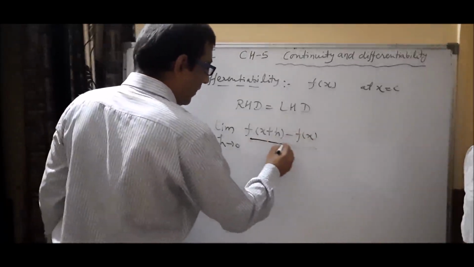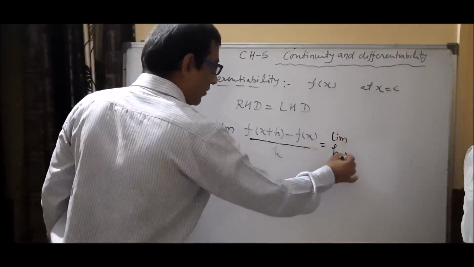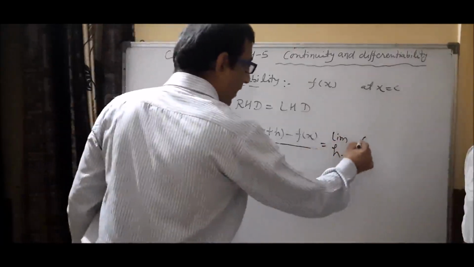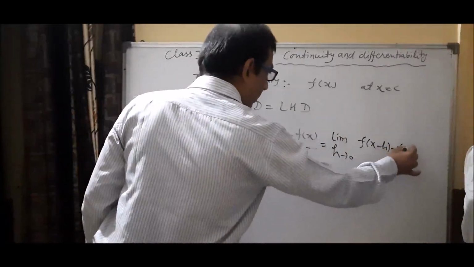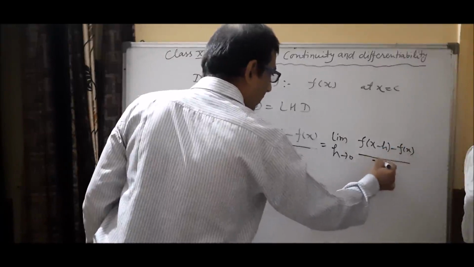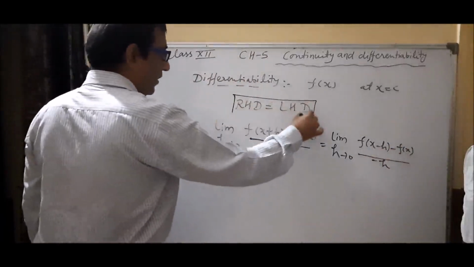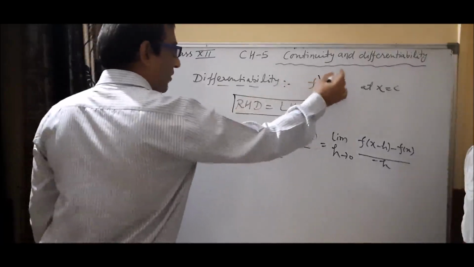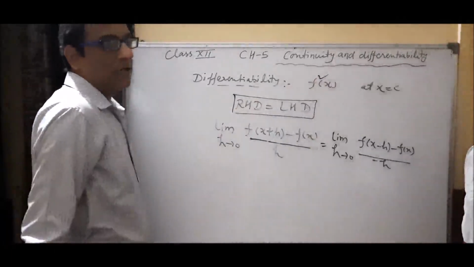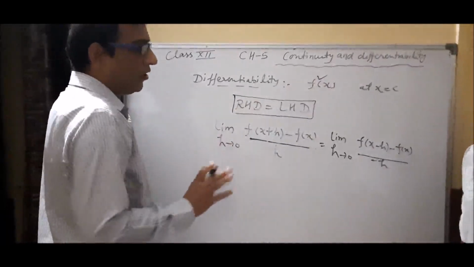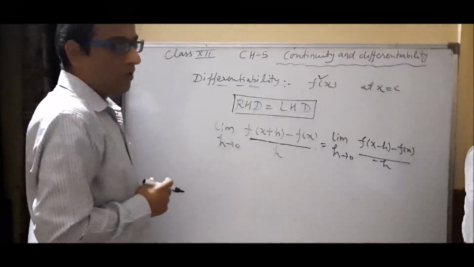and LHD means limit h approaches 0 of [f(x-h) - f(x)] upon -h. It means if these two are equal, then the function at x equals c is differentiable, otherwise it is not differentiable. And again here h is a very small quantity.